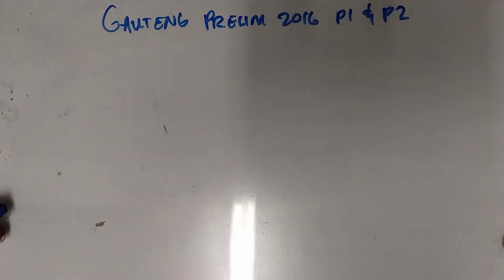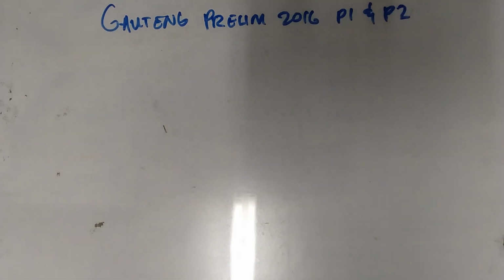Welcome to another session for Math Academy, and we are still continuing with our Gauteng Prelim 2016 paper 1. Today we are doing subsection 7.3, which is lecture series number 13. Let us just go through the problem statement, then we solve the actual problems.